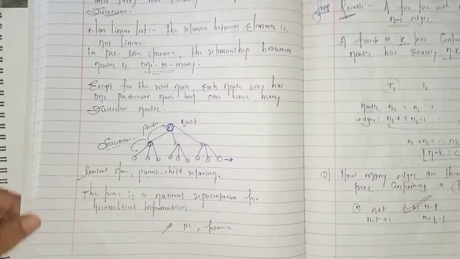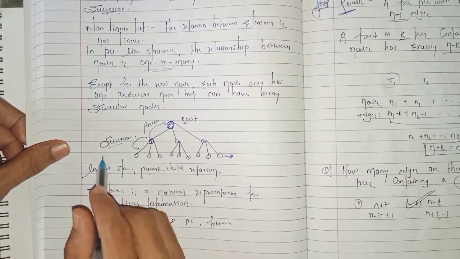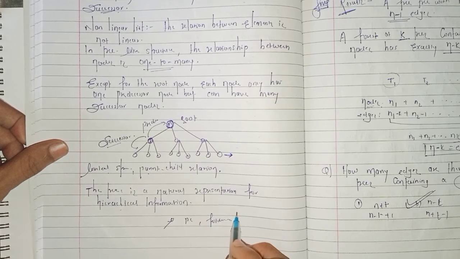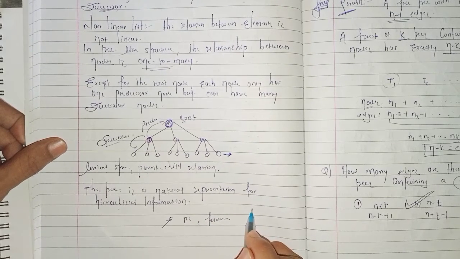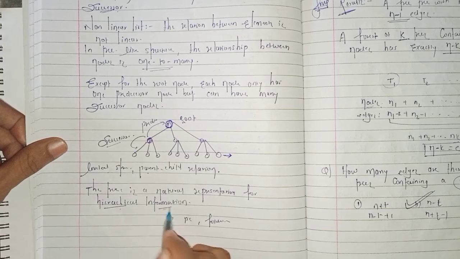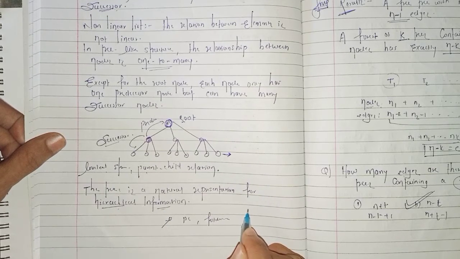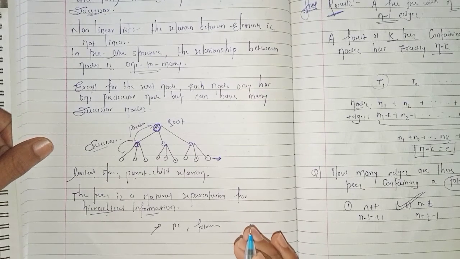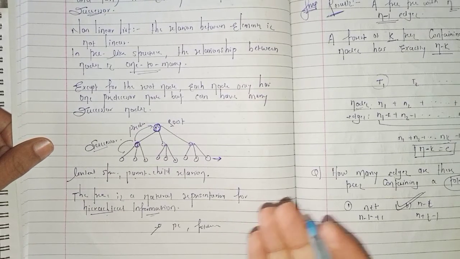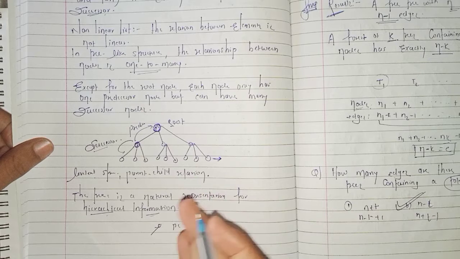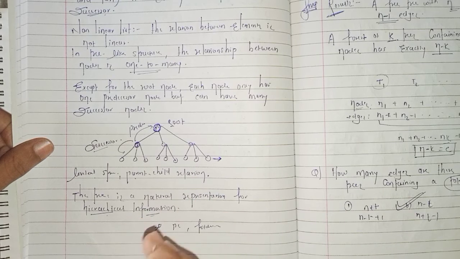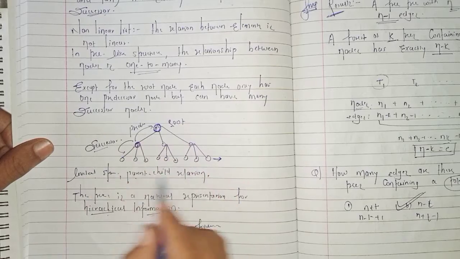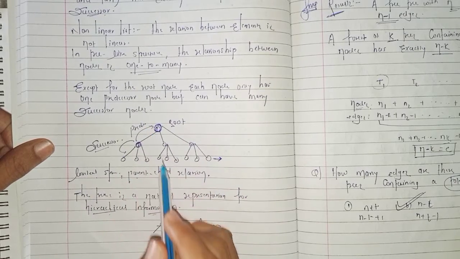So where do we actually use this tree data structure? The most common example you can take is the hierarchical representation. In our PC, we come across multiple drives, C drive, D drive, E drive, and each drive is further divided into multiple folders, and within the folders we have multiple files. In that case the tree data structure has been used.